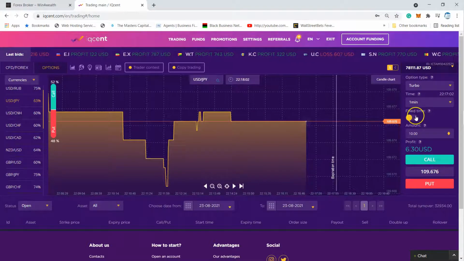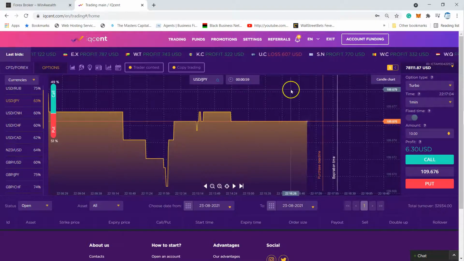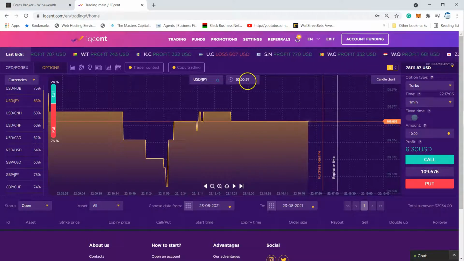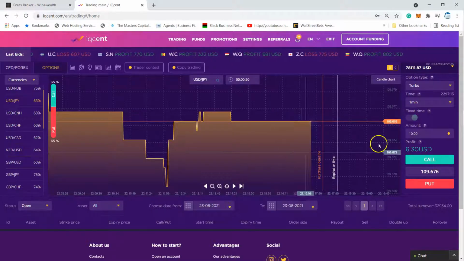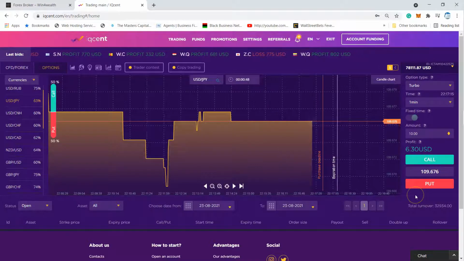Now, what we're doing is fixed time off, and we're on a minute. So it's going to go from 59 seconds to 30 seconds. If you wait till it goes down to like 30 seconds and you click a call or a put, you're going to get a 30-second trade. So that means fixed time off: whatever this clock is on, you're going to get the trade at that.